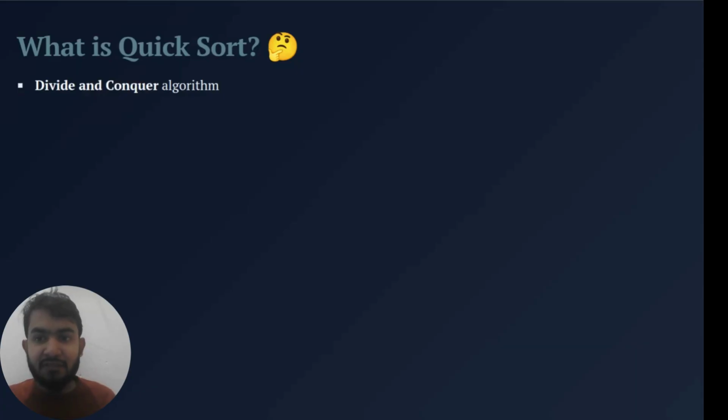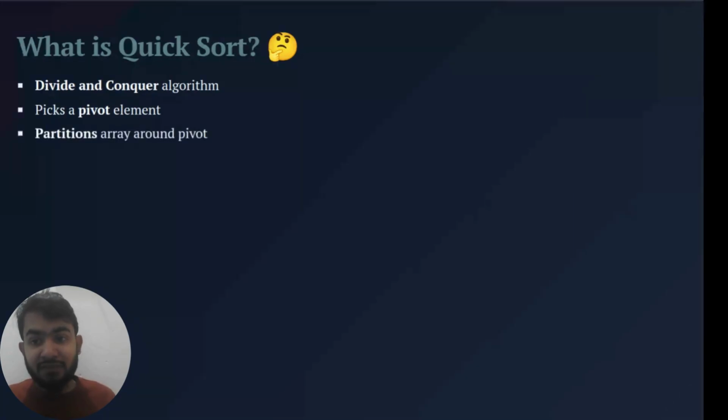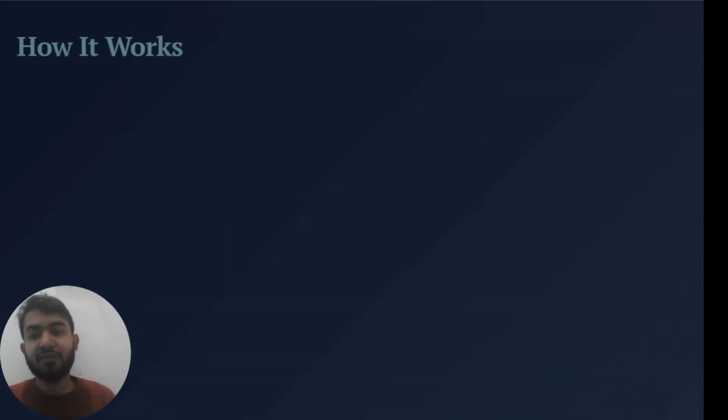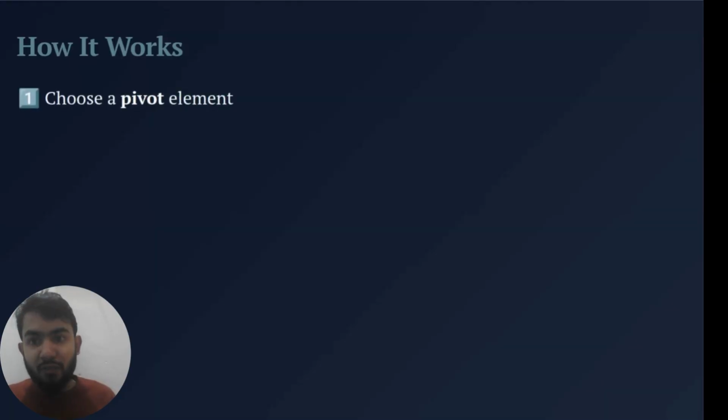It is actually a divide and conquer algorithm, and you need to pick a pivot element, and then partition the array around the pivot, and then recursively sort the partitions. The average case is actually O(n log n). So how does it work?